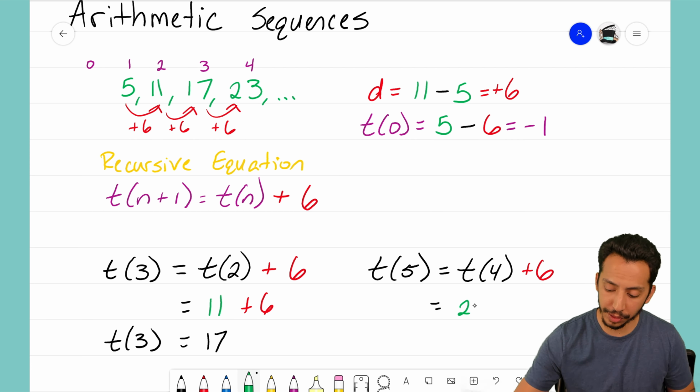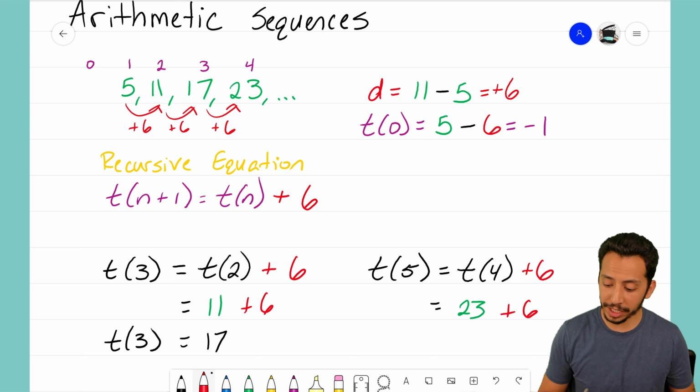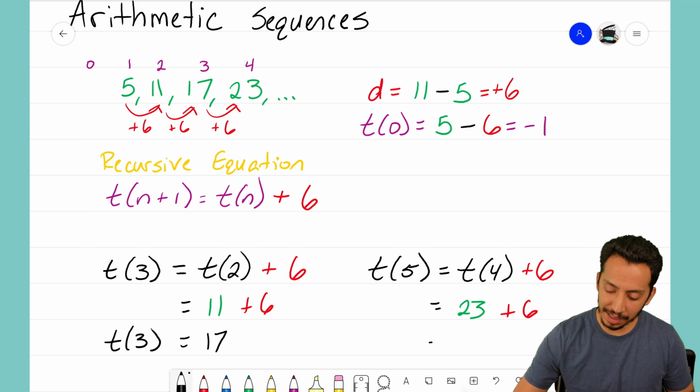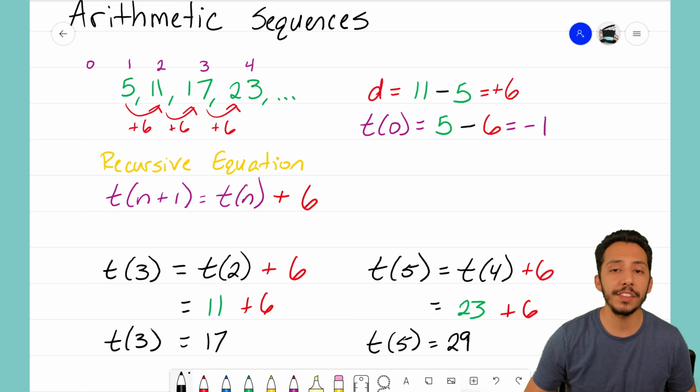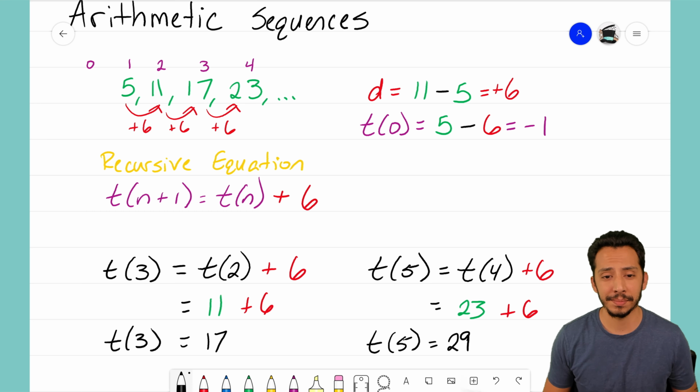So to find my fifth term, I take my fourth term. My fourth term is 23. Add the common difference to that. 23 plus 6 ends up equaling 29. So I now know that the fifth term in this sequence is 29.